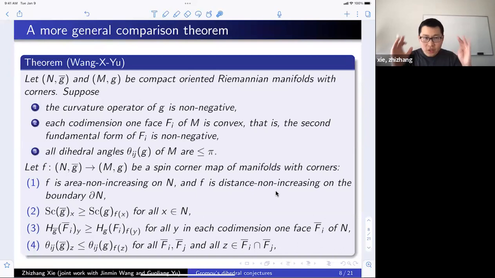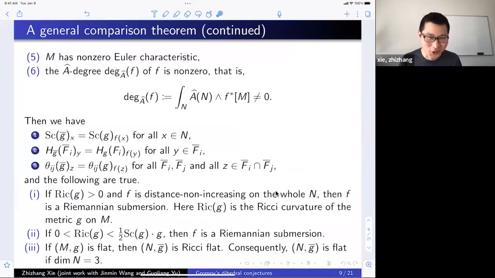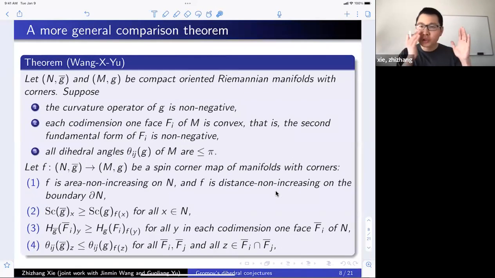Okay, so here's a more general comparison theorem. Now, as you can see, the conditions won't fit in one page, so it is a bit long. But let me explain that all the conditions are actually fairly natural. It is true, the statement of the theorem actually covers two pages. Okay. So now this is the more general version of the comparison theorem I just mentioned 30 seconds ago.